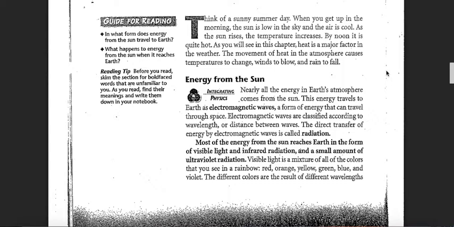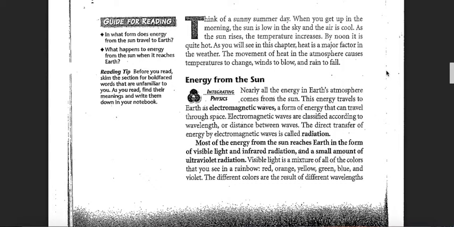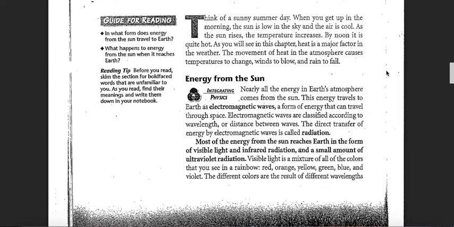Think of a sunny summer day. When you get up in the morning, the sun is low in the sky and the air is cool. As the sun rises, the temperature increases. By noon, it is quite hot. As you will see in this chapter, heat is a major factor in the weather. The movement of heat in the atmosphere causes temperatures to change, winds to blow, and rain to fall. Energy from the sun.